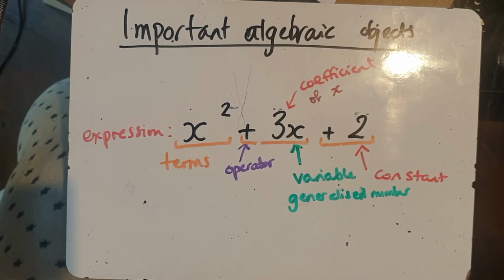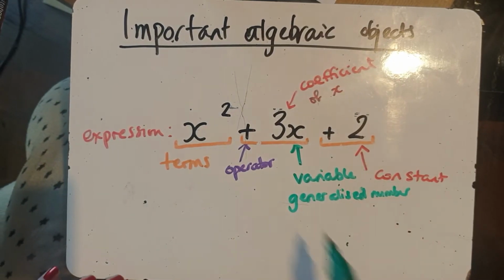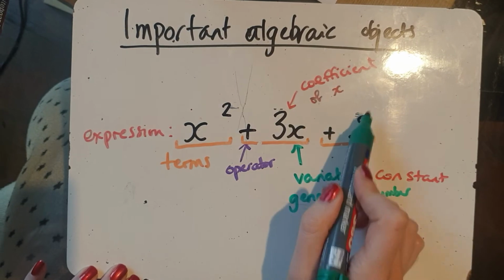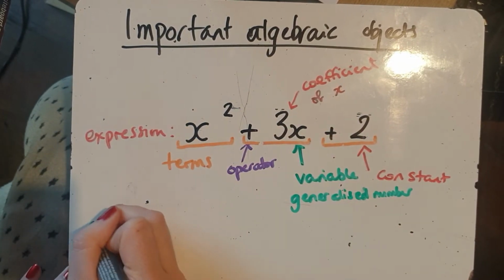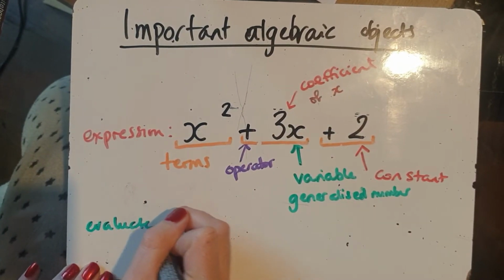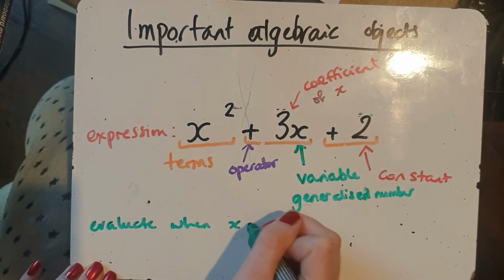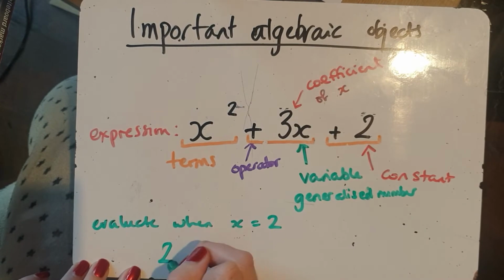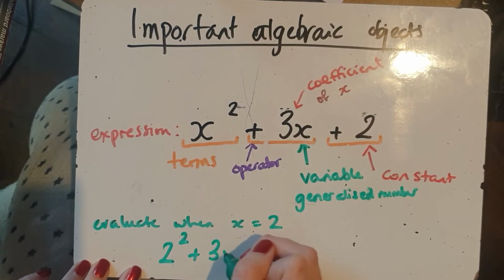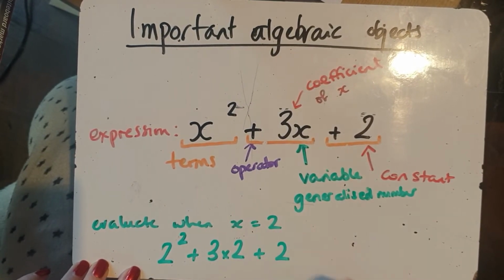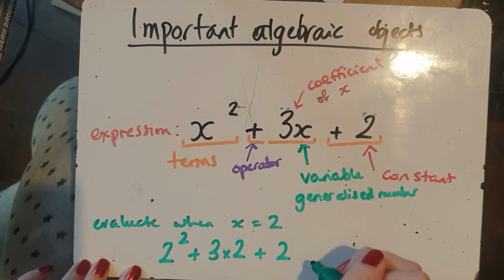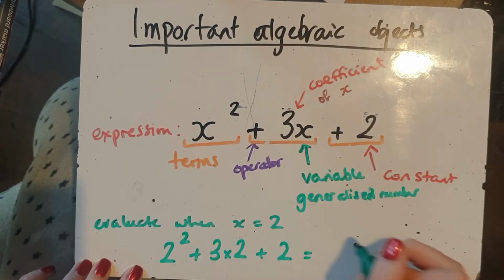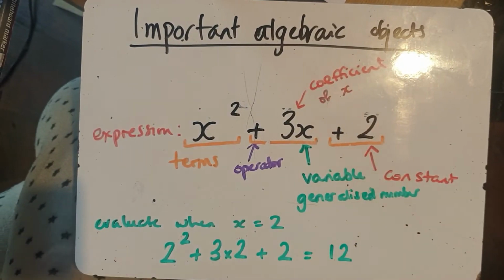We can evaluate an expression. So for example, I could evaluate this expression when x equals 2, and I would just substitute x equals 2 into this. So I'd have 2 squared plus 3 times 2 plus 2, so I would have 4 plus 6 plus 2, which is 12.